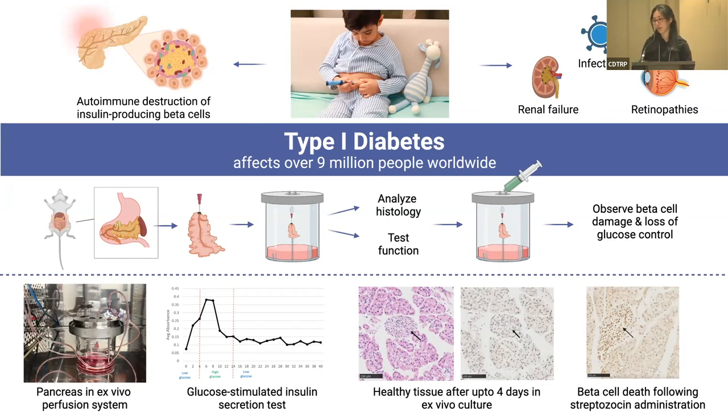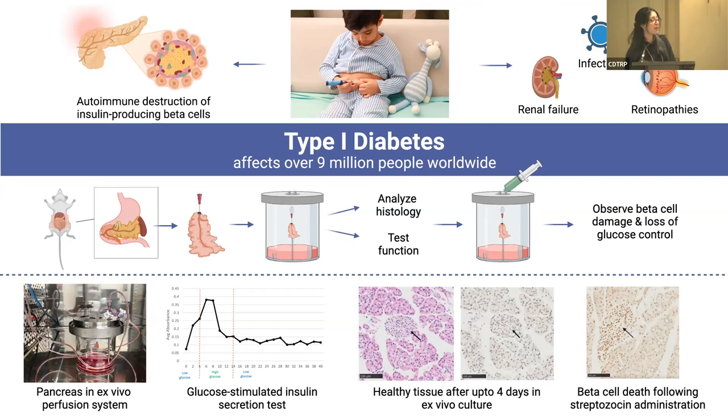So in our lab, we've generated a normothermic ex vivo organ perfusion system for mouse organs that are capable of keeping the organ healthy and functioning by perfusing it with a specific cocktail of nutrients that keep it healthy. So how do I do this? Well, first I isolate the pancreas, and then I cannulate the artery and use that to hook it up to our ex vivo perfusion machine and start perfusing it with the specific media that we created. And so we look at structure, and we also look at function by doing a glucose-stimulated insulin secretion test.